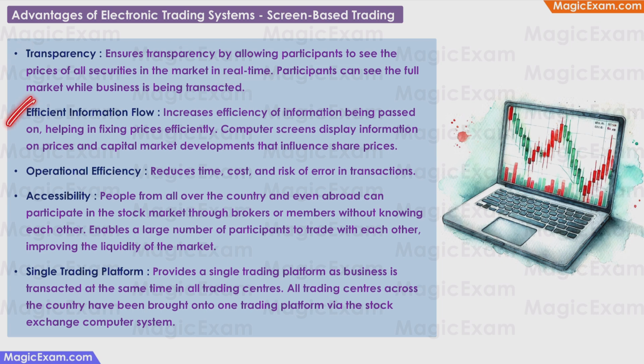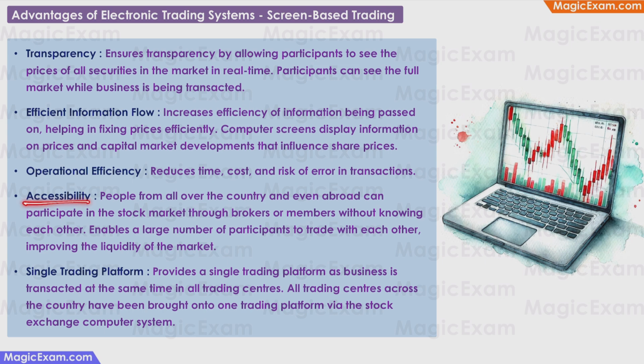Next is efficient information flow. Thanks to technology, information on prices and market developments is instantly available to everyone. This helps in setting prices correctly and ensures that everyone is on the same page, which is crucial for making informed investment decisions. Operational efficiency: modern exchanges reduce the time, the cost and the risk involved in transactions. Moreover, automated systems minimize human errors, making the whole trading process faster and more reliable.